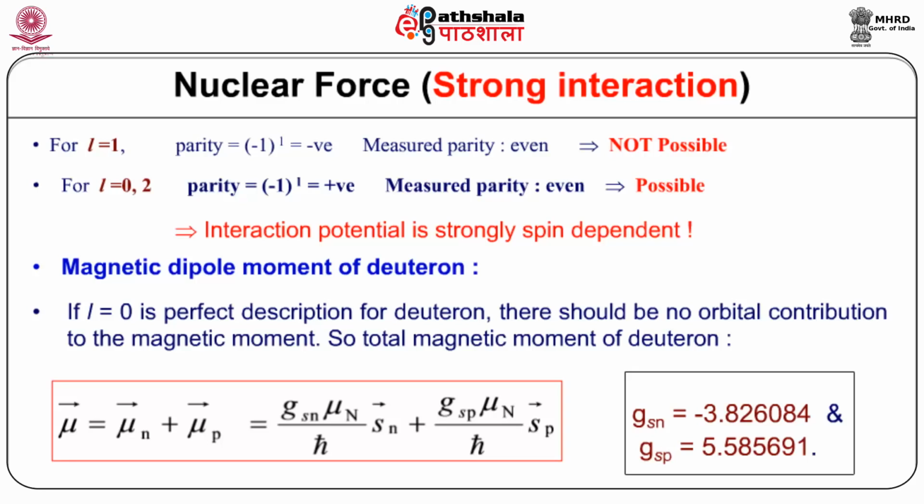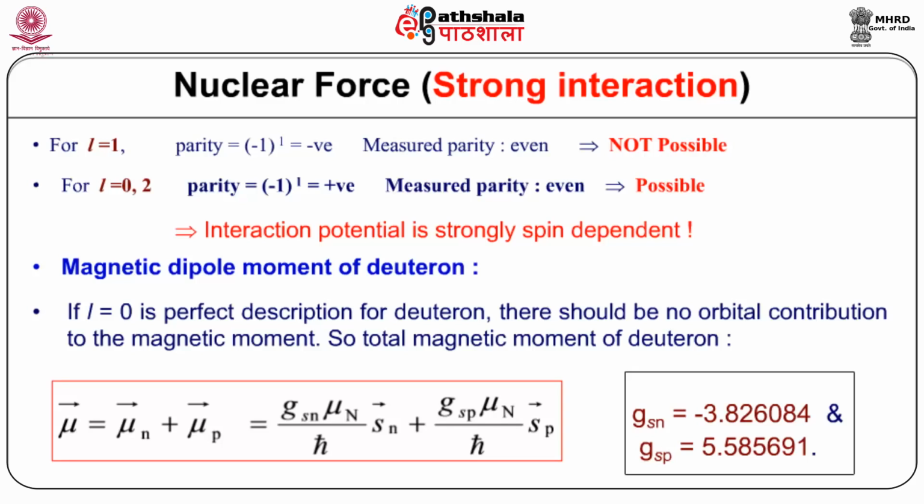Magnetic dipole moment of deuteron. Now we are going to discuss the magnetic dipole moment of the deuteron. The deuteron, as we know, has two nucleons in the nucleus, one proton and one neutron with parallel spin. So, magnetic moment of deuteron. If L = 0 is a perfect description for the deuteron, there should be no orbital contribution to the magnetic moment. The magnetic dipole moment of the deuteron is given by this expression.